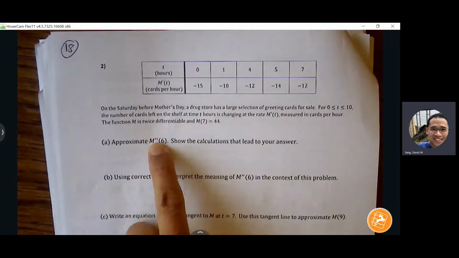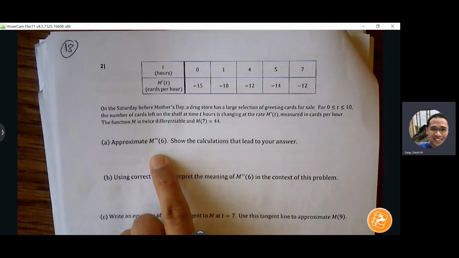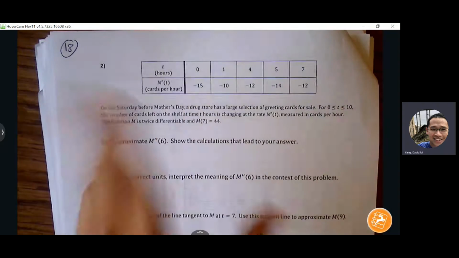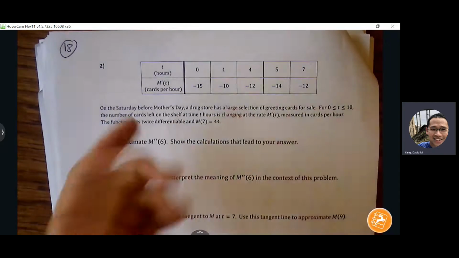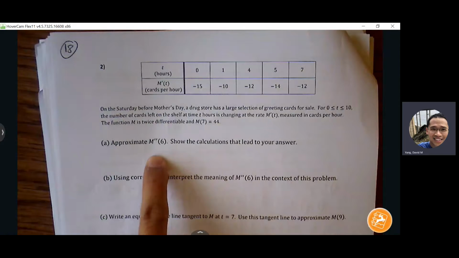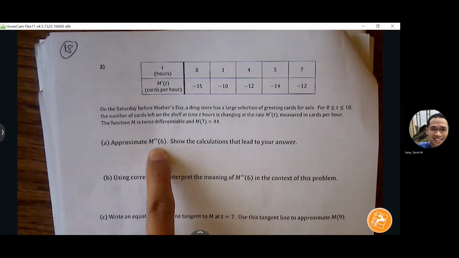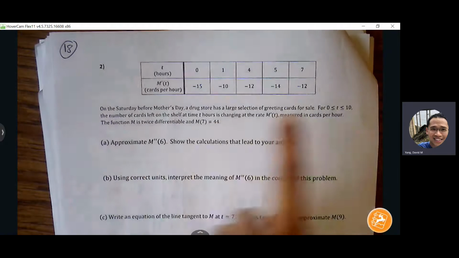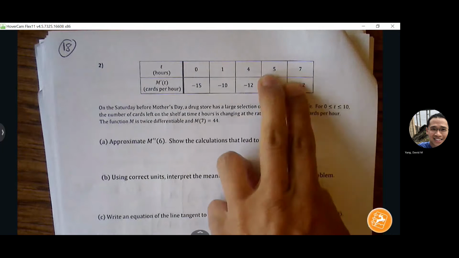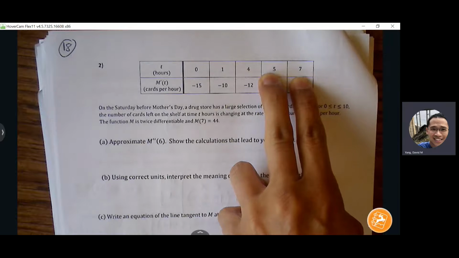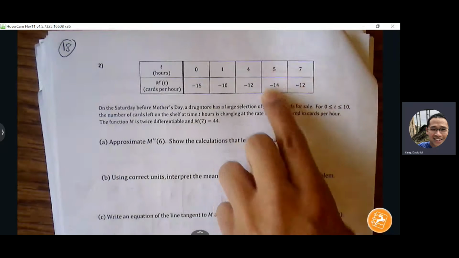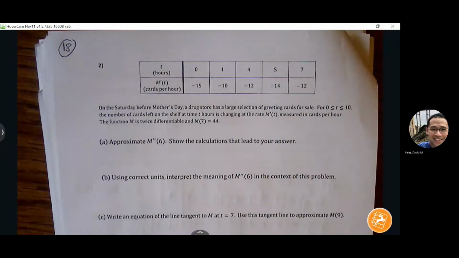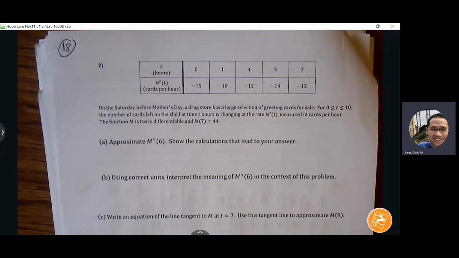So for m double prime of 6, we have m prime. We're looking for m double prime. Ideally, we would find the derivative, but we can't find the full derivative because we don't have an equation for m prime. So the next best thing is what? Slope. Yeah, so choose the two closest ordered pairs to our target. 6 falls between 5 and 7, so we'll use these two ordered pairs. Okay. So change in m prime over change in t will give us m double prime.